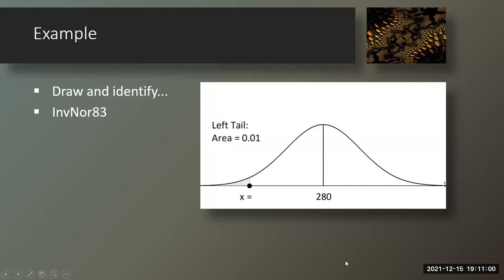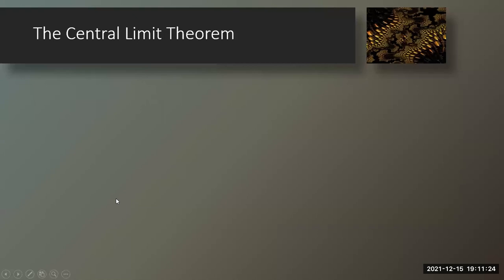And hospitals truly have a need for this type of calculation because they need to have special equipment on hand. So they'll need to know what the cutoff date is. They'll need to know how many babies they can expect. There's any number of reasons they need this kind of data. Now, let's talk about the central limit theorem.